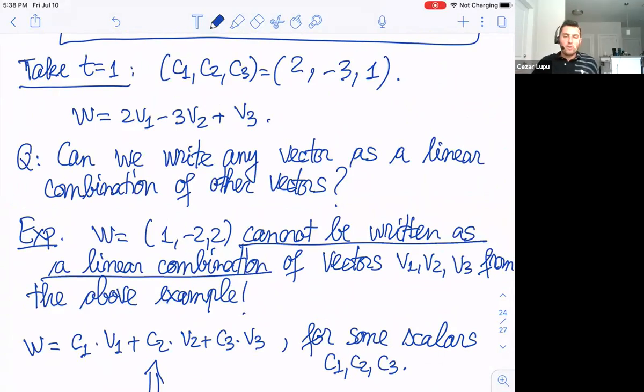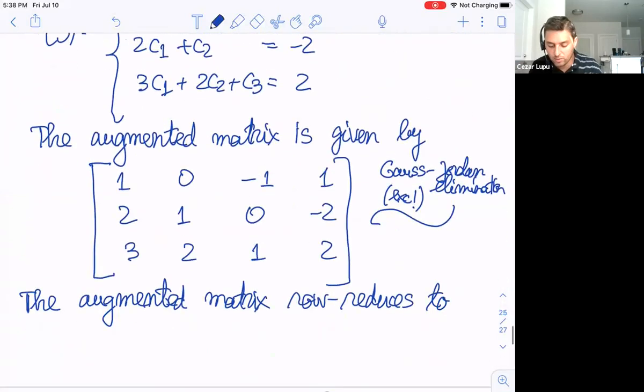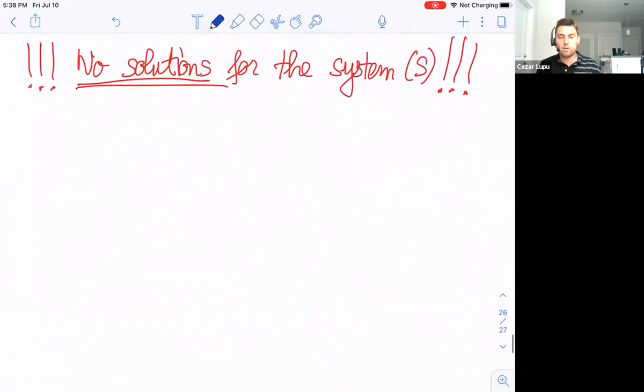So you see, you have seen examples of vectors that can be written as a linear combination of other vectors, and now you have seen an example of a vector that cannot be a linear combination of those vectors. Basically, we took the same vectors, 2 examples with the same vectors, v1, v2, and v3. Okay, I think this clears up the picture, I hope, for linear combinations of vectors. Do you have any questions so far?